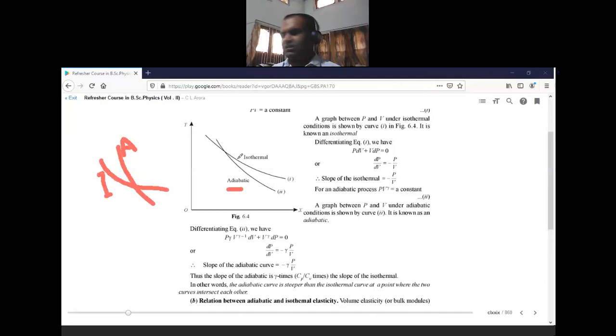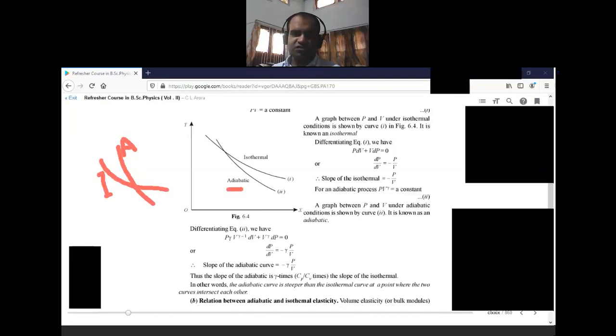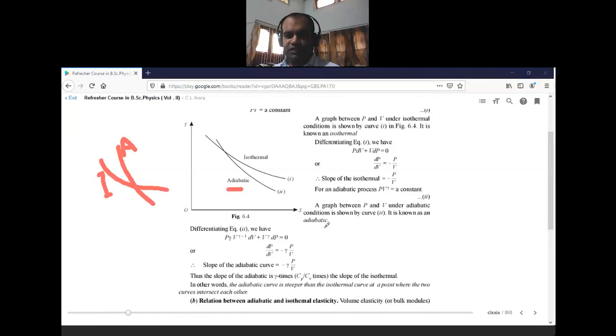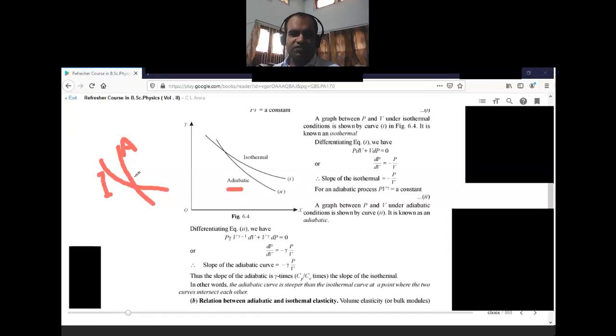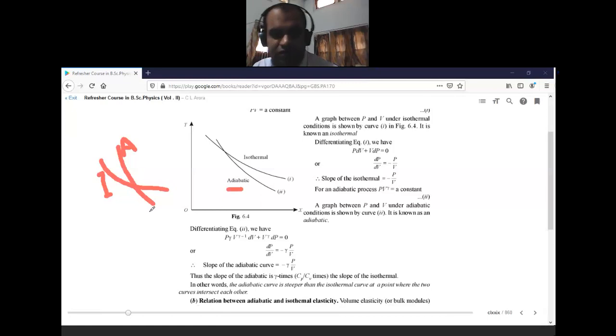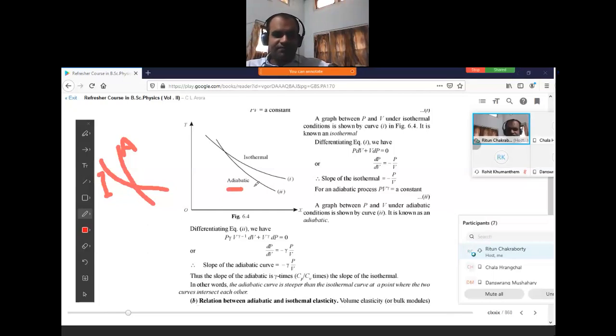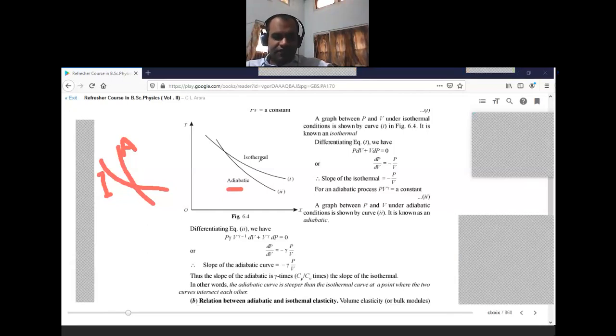The derivations are not included in the syllabus, so I am not going to do those, because we have to learn a lot of numerical derivations. But for now, understand that the adiabatic curve is steeper, meaning it has greater slope than the isothermal curve. In other words, the adiabatic curve is steeper than the isothermal curve, at the point where they intersect.